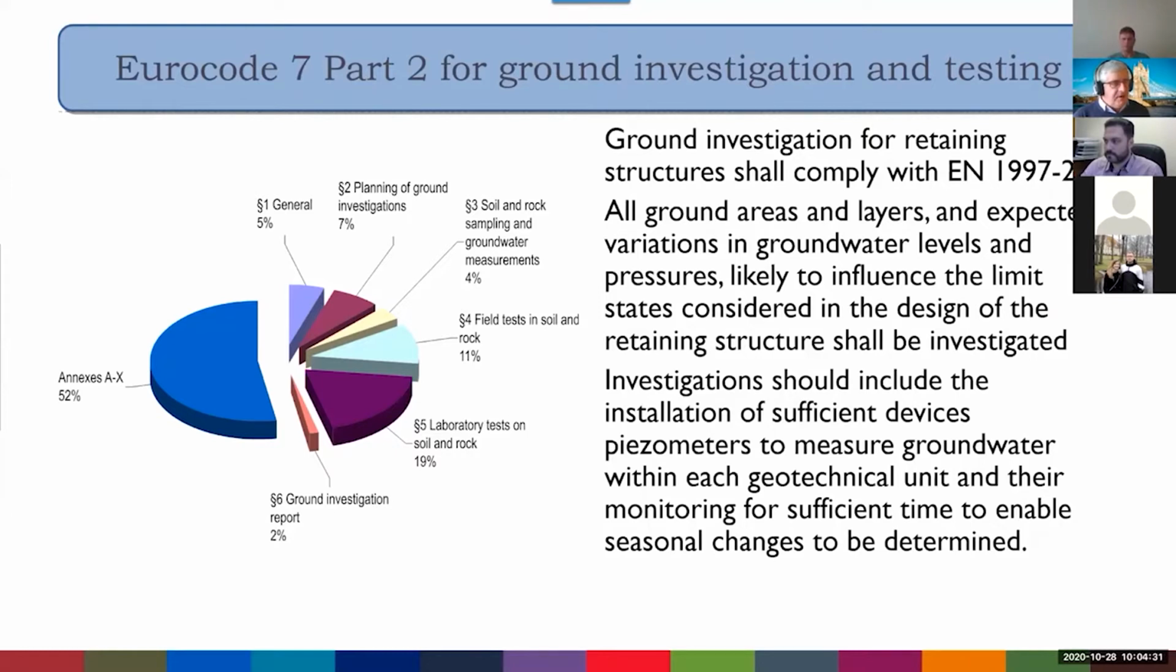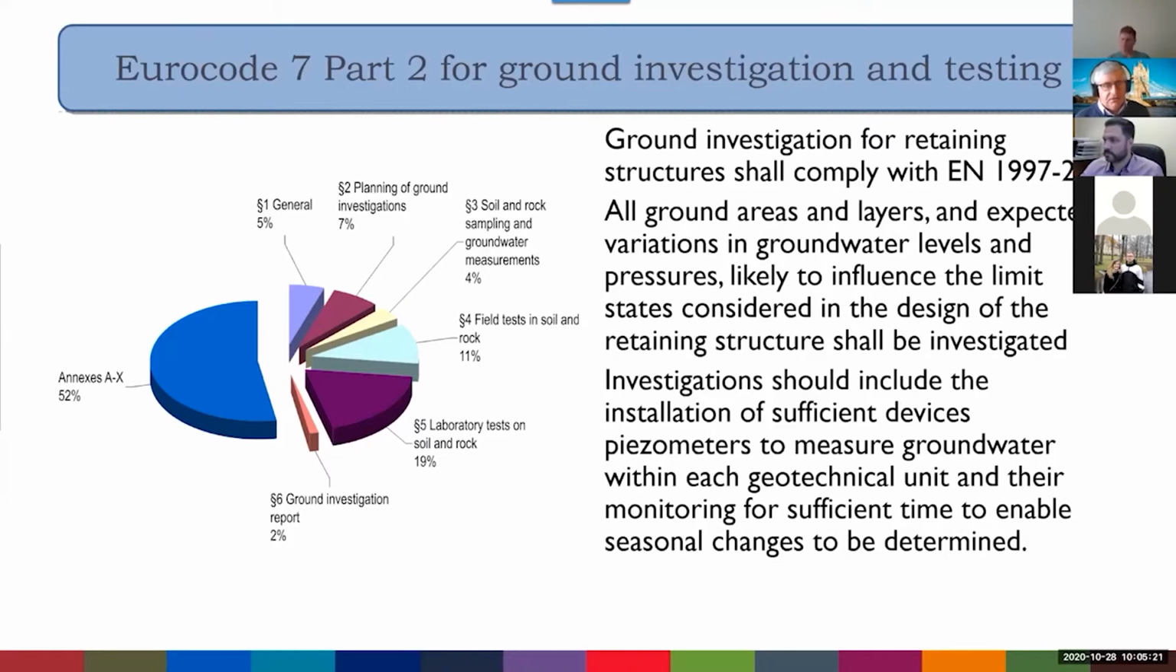So here we have on the left a pie chart showing you the contents of the current Eurocode 7 Part 2. You can see that on the left, the largest wedge are in fact the annexes. So this document has a lot of additional information given in what are called informative annexes, which is basically information that you are given that you aren't necessarily required to follow. So it's useful information, but you're not obliged to follow it. The parts of the standard that you are obliged to follow are on the right, and they're divided into the sections planning, sampling and groundwater measurement, field tests, laboratory tests, and then reporting. And those are the key elements of the current code.